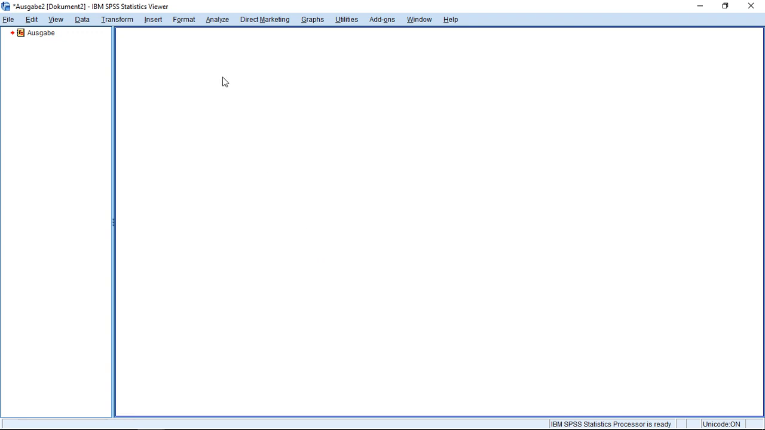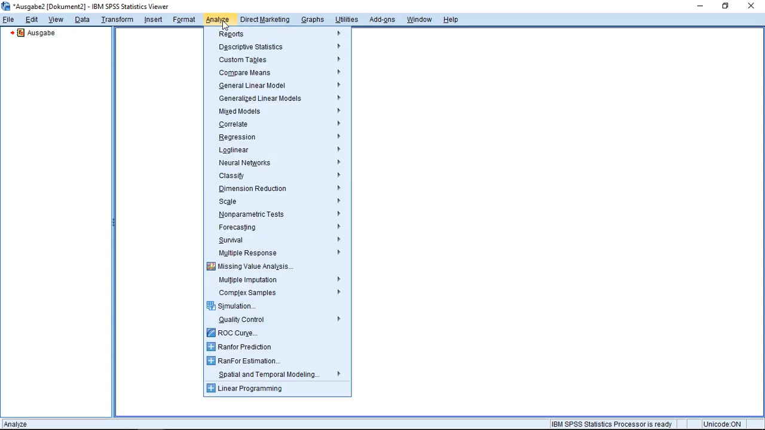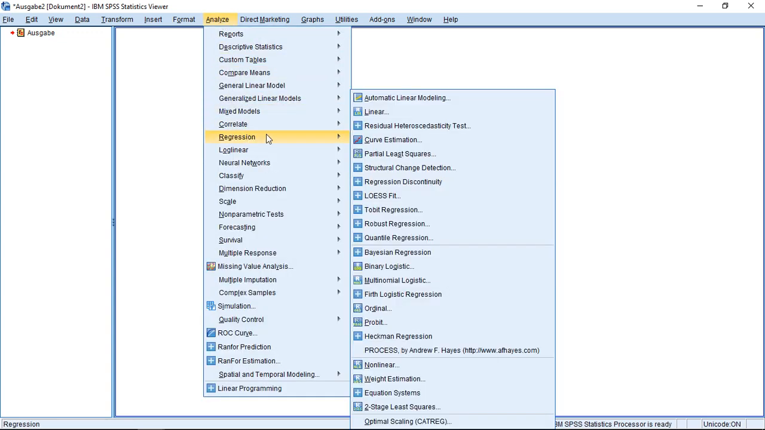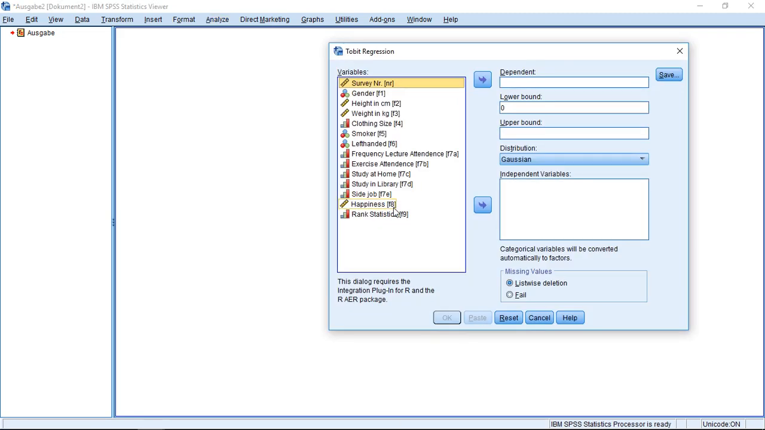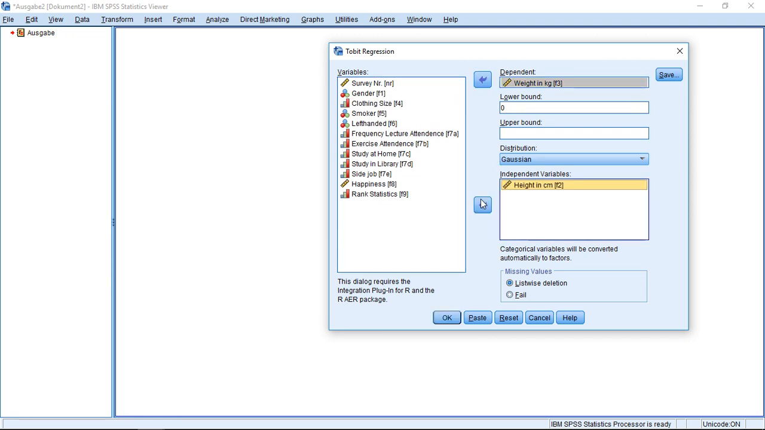And well, if we want to do this, we can simply go to Analyze, Regression, and here in the upper part we find Tobit regression. If I click on this, it looks familiar to what we know from normal regression analysis. So we have a dependent variable, for example the weight, and we have a list of independent variables, for example the height. What's different is the part in between. Here we have an upper and a lower bound. So which of these values do we actually observe?